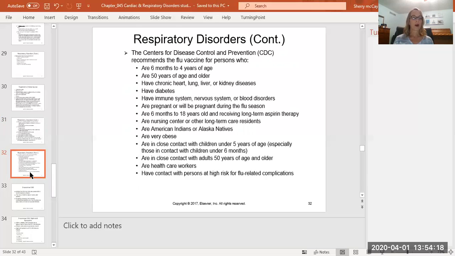They recommend that all healthcare workers have them, and that's why we recommended that you guys have them, because when you're going to be doing your clinicals, you're going to go in and out of hospitals and other facilities where you may be more prone to pick it up. Also, those who have contact with persons at high risk of flu-related complications. So these are all persons that should get the flu vaccine according to the CDC.